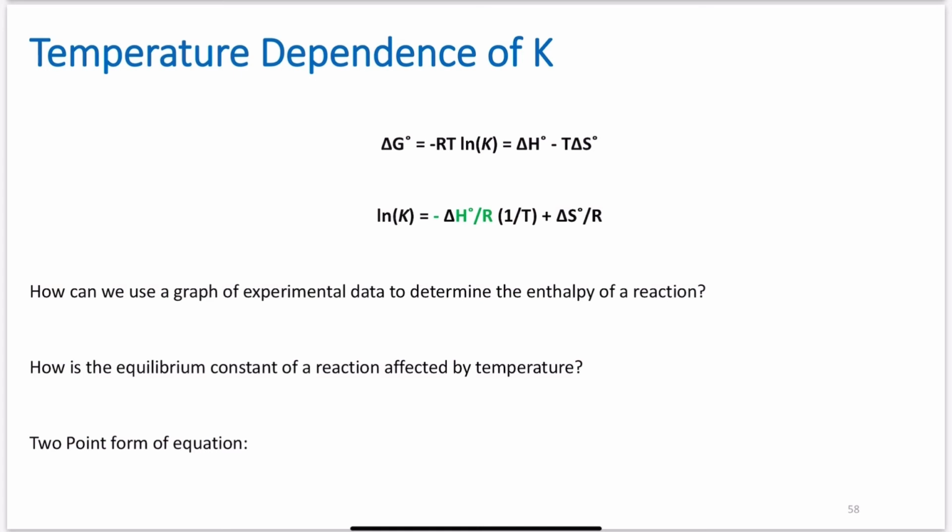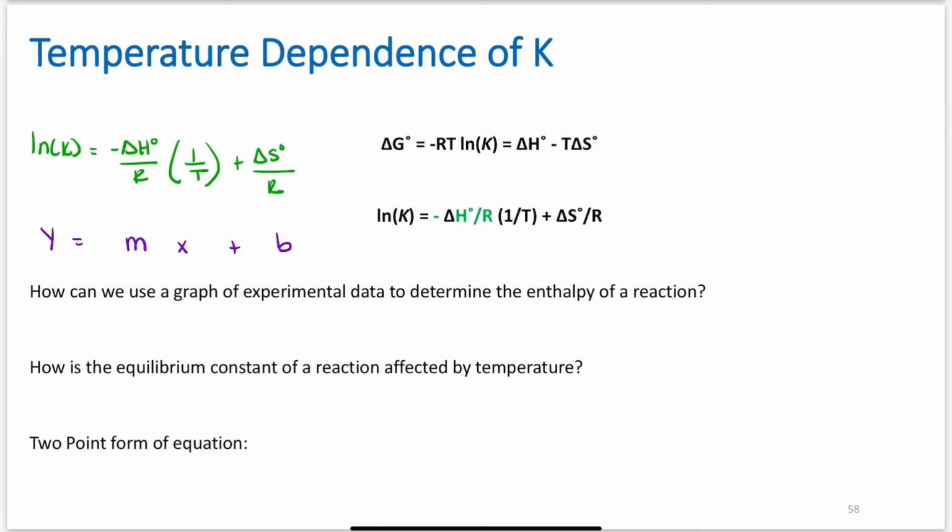I should have written this in equation format, actually showing these as divisions. But if we rewrite this, ln of K is equal to negative delta H naught over R times 1 over T plus delta S naught over R. Hopefully you recognize that this follows the format y equals mx plus b.